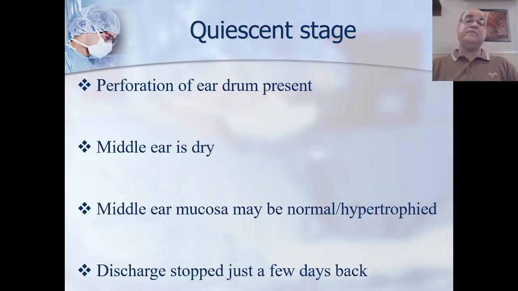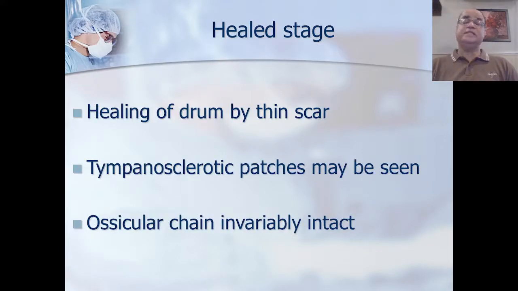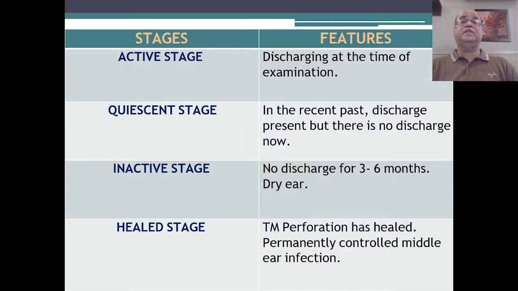Quiescent stage, as the name is indicating, still the perforation of the eardrum will be there, but middle ear is dry because the disease is quiet at this particular stage, and middle ear mucosa may be normal or still hypertrophied because the discharge would have stopped just a few days back. Healed stage, as the name indicates, there may be healing of the tympanic membrane by a thin scar, and tympanosclerotic patches may be seen over the tympanic membrane, and ossicular chain invariably is intact in this tubotympanic type of the disease.